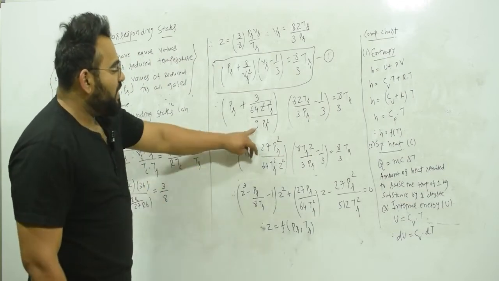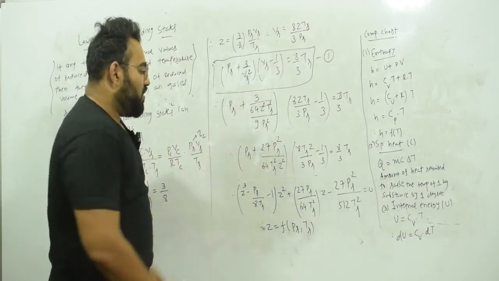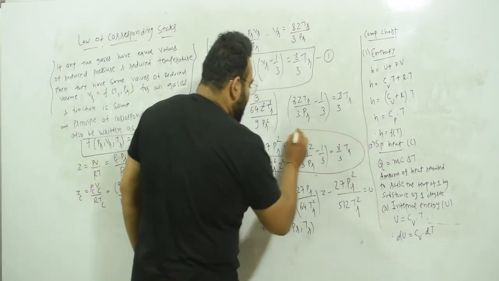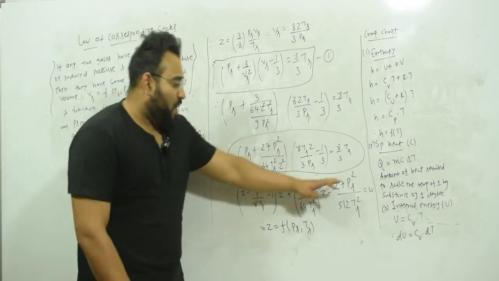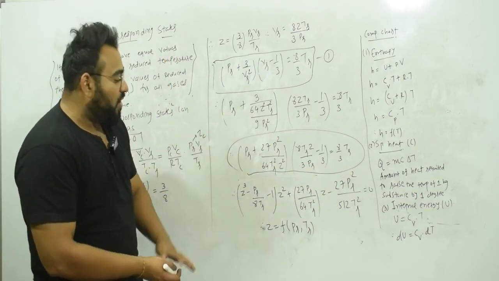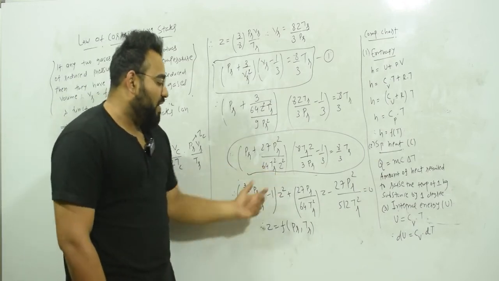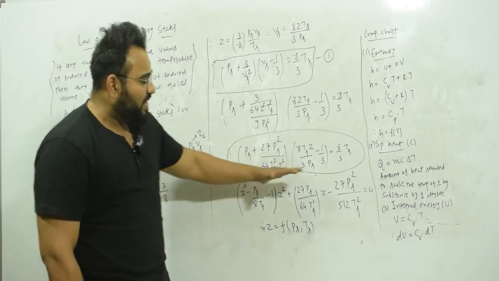This 9 will go up, so 9 threes are 27, Pr square goes up, and it will be converted into this kind of form. You have to derive up to here. In a reference book they go one step further and write the form after simplifying. You can write it down if you want, but according to me this much is enough.